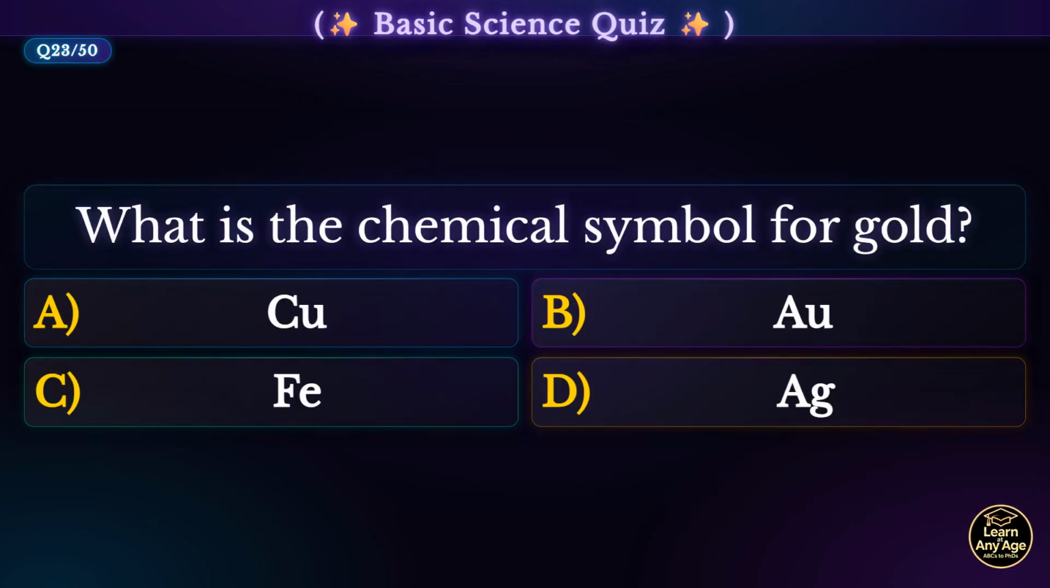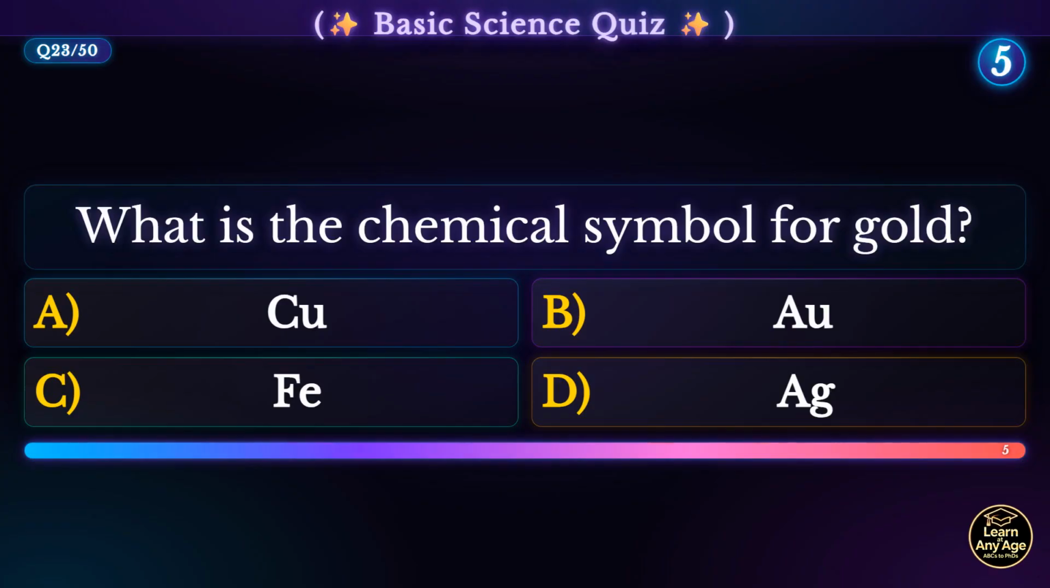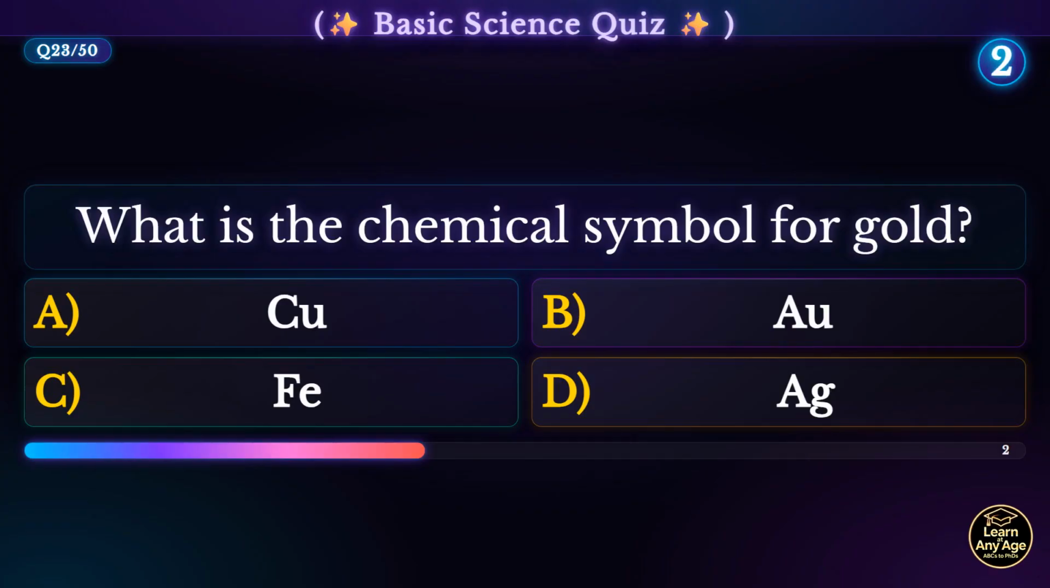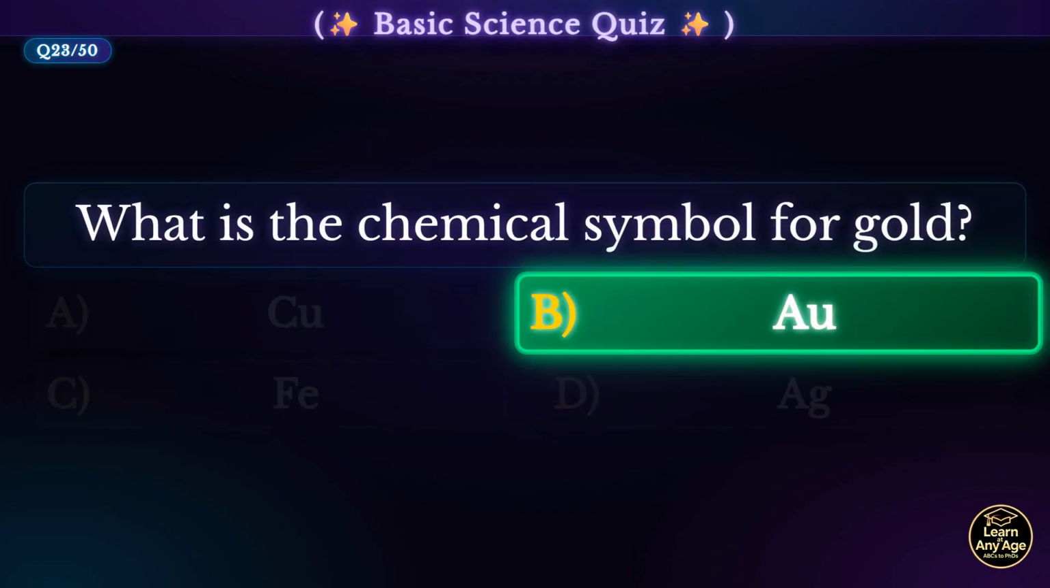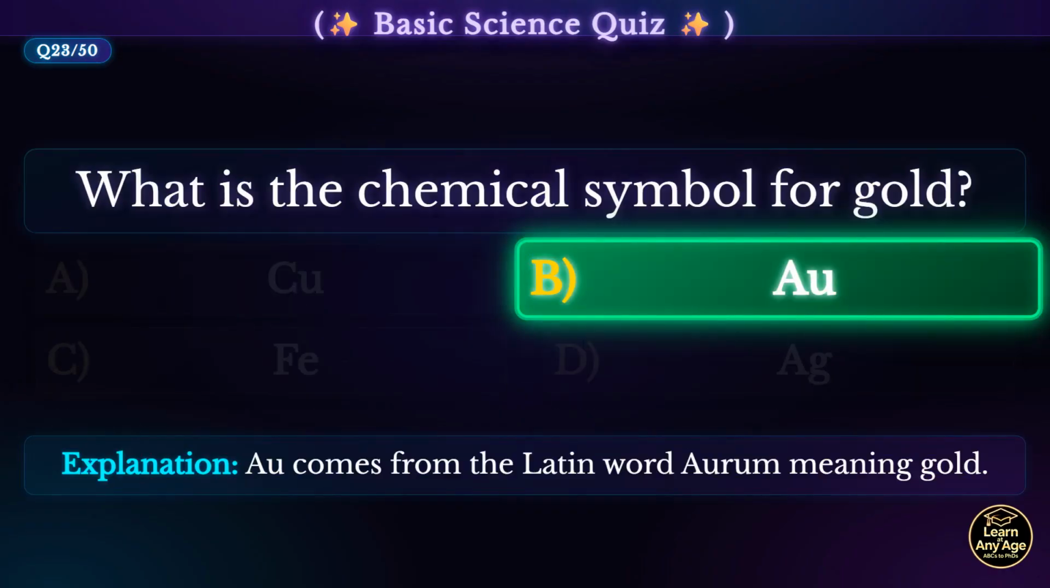What is the chemical symbol for gold? Cu, Au, Fe, Ag. Au. Au comes from the Latin word aurum meaning gold.